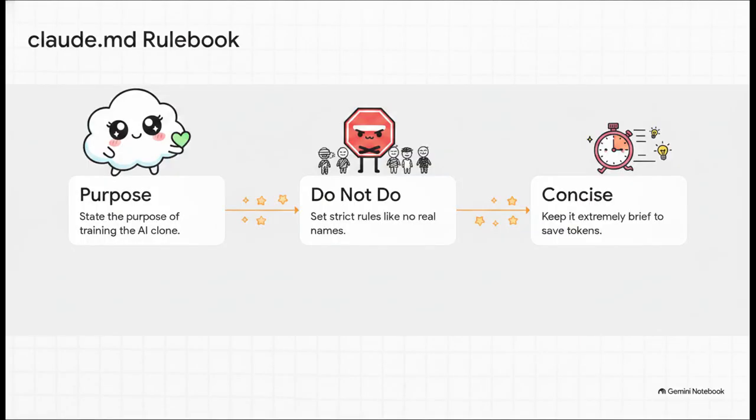Let's talk about that Claude.md file, because this single file acts as the ultimate guardrail for your AI. Step 1 is defining its purpose. Simply state, training my AI clone. Step 2 is setting strict do-not-do rules, things like no real names or no sharing data. But step 3 is where a lot of people mess up. You have to keep this file extremely concise, because the AI reads this file every single time. Packing it with too much info burns through processing power or token usage incredibly fast. Leave the detailed tone guidelines for the knowledge folder and keep this rulebook as short as possible.